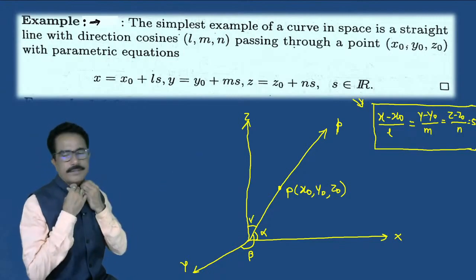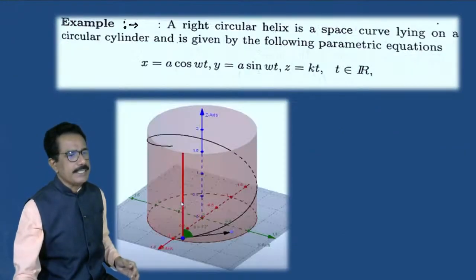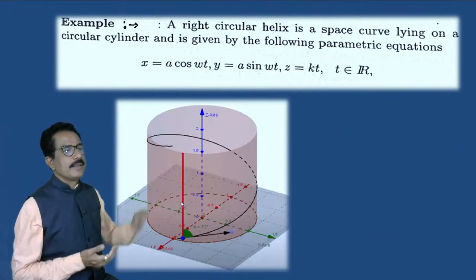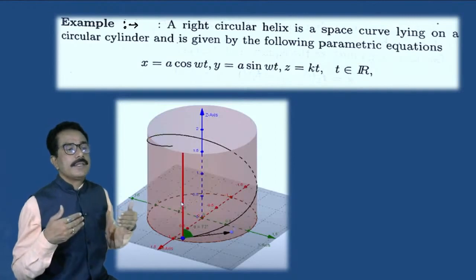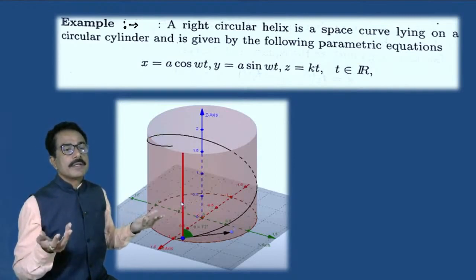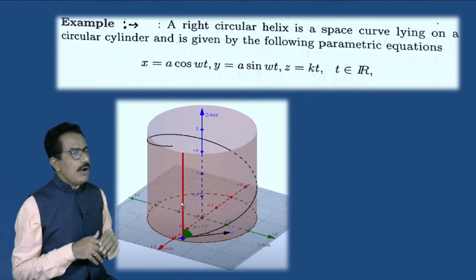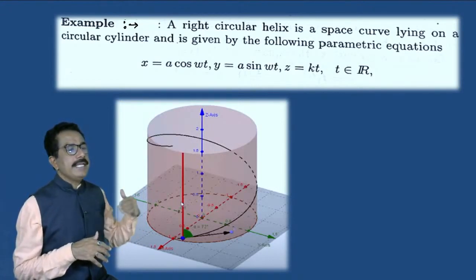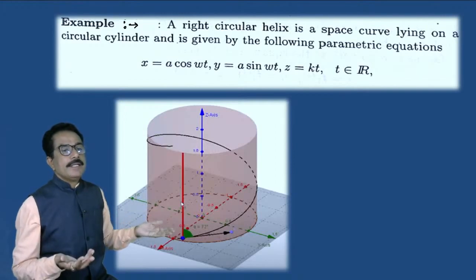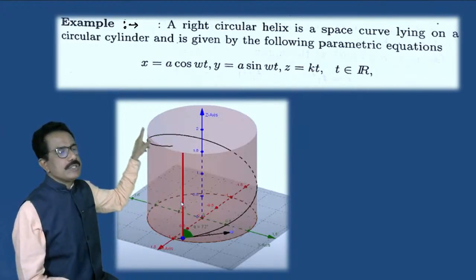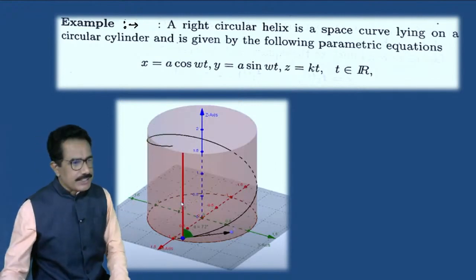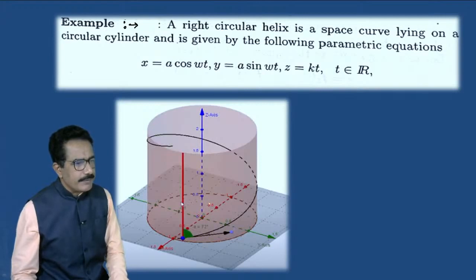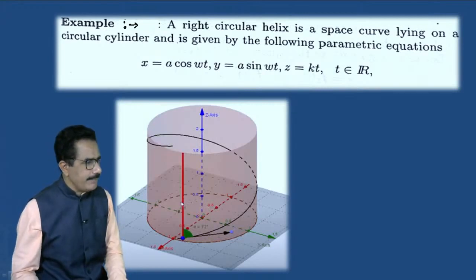The Cartesian equation I have written on the side, so we shall write this. Now the second example. Right circular helix is a space curve lying on a circular cylinder and is given by the parametric equation x equals a cos omega t. Here a means the radius, which is a constant. Let me write what a means here.